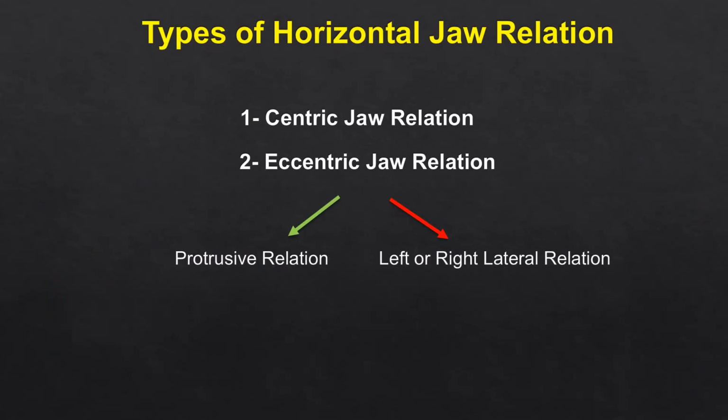Types of horizontal jaw relation. Number one, centric jaw relation. Number two, eccentric jaw relation, which can be classified into protrusive relation and left or right lateral relation.